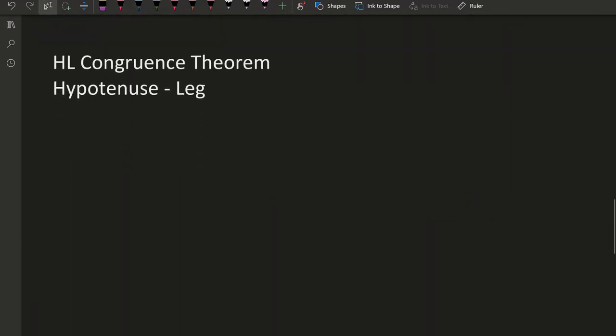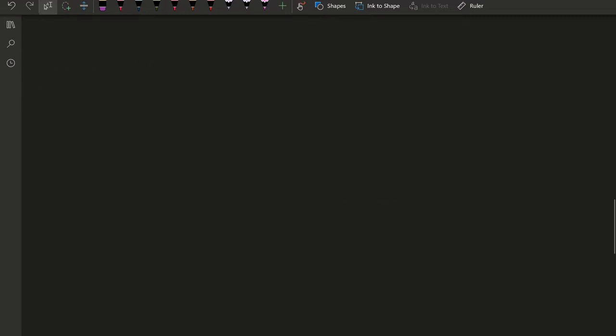Now, the other theorem that we're going to talk about is the HL congruence theorem, and the HL there stands for hypotenuse leg. I'm going to take a short side trip here. So this is having to do with right triangles. And if you remember from earlier math, right triangles have a 90 degree angle in there, and we have the Pythagorean theorem that goes along with right triangles that says a squared plus b squared is equal to c squared, where a and b are the legs of the right triangle and c is the hypotenuse.